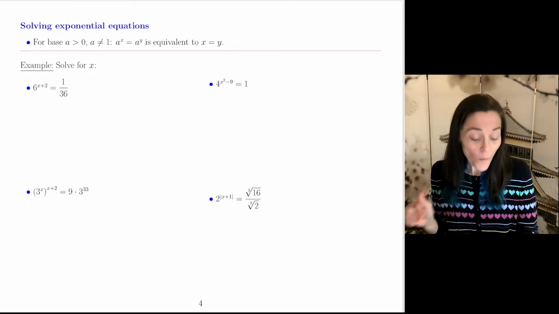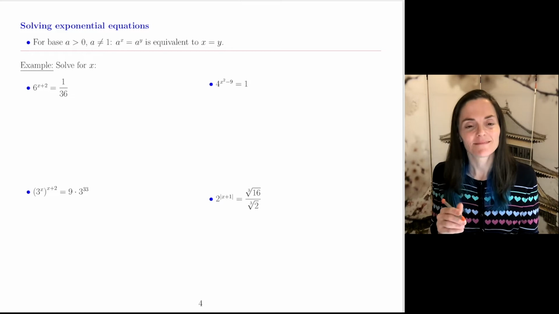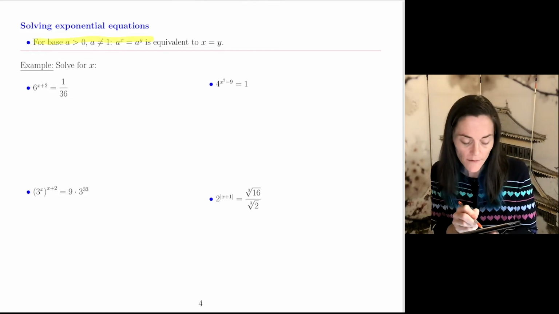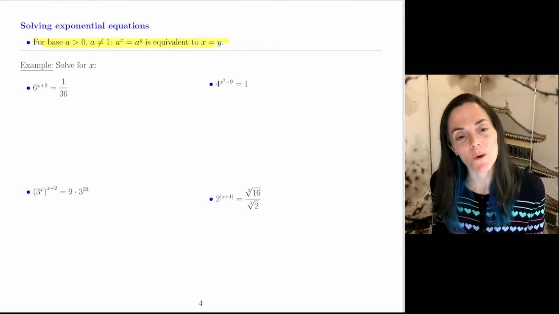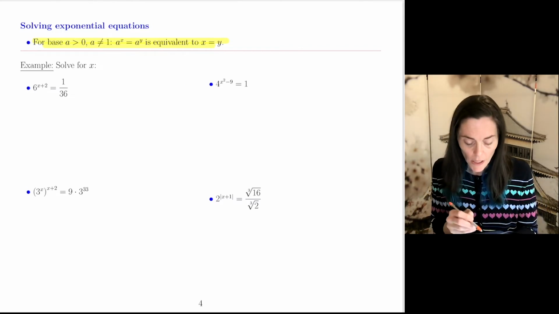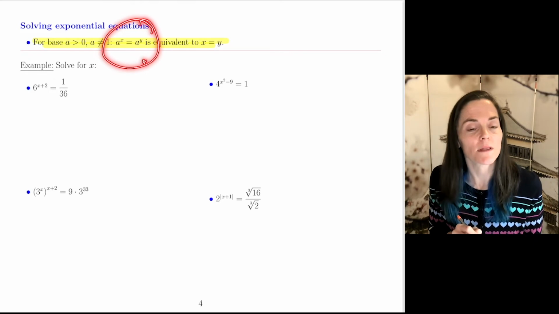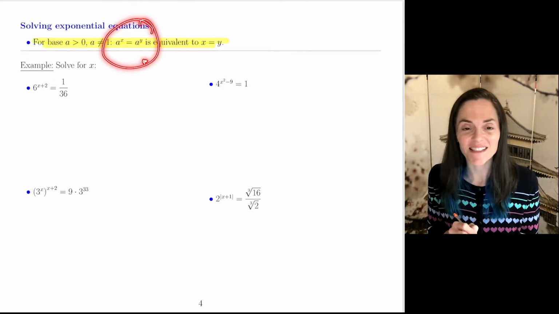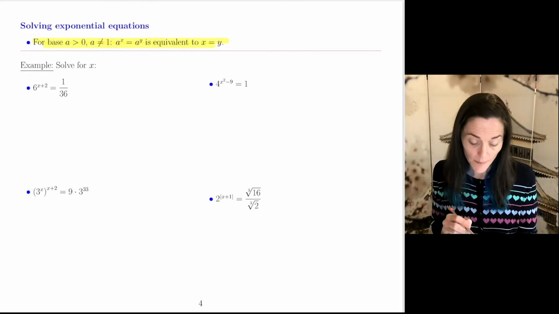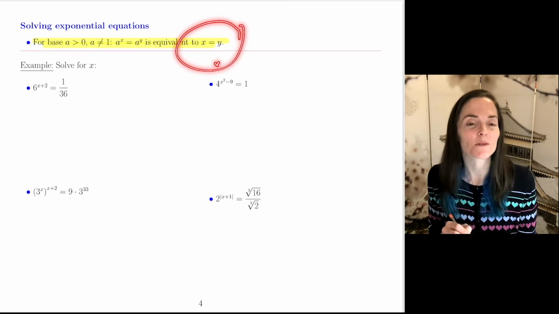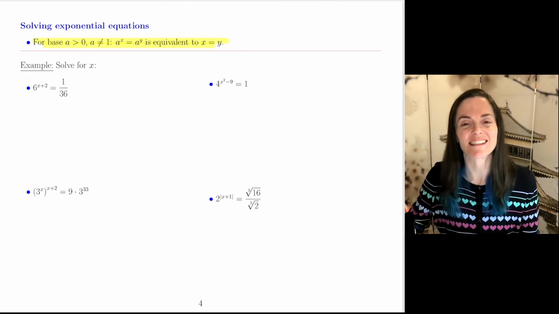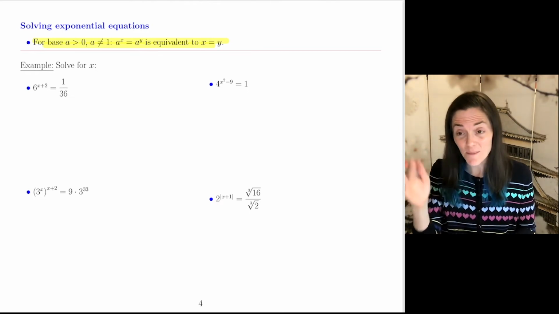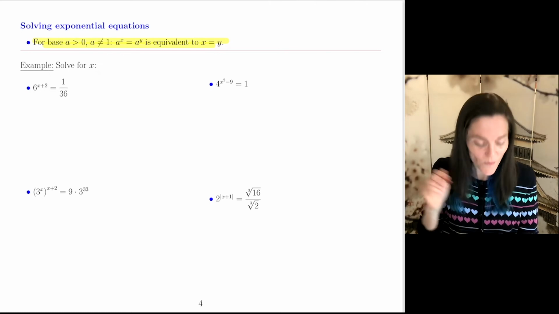And one thing that we can use here is the following. If you have a base a, which needs to be positive and not equal to 1, and you have the same base, that's what this is saying. So a to the x equals a to the y implies, is equivalent to, x equals y. Okay, so if you have the same base, we may equate exponents. This is what we want to do.